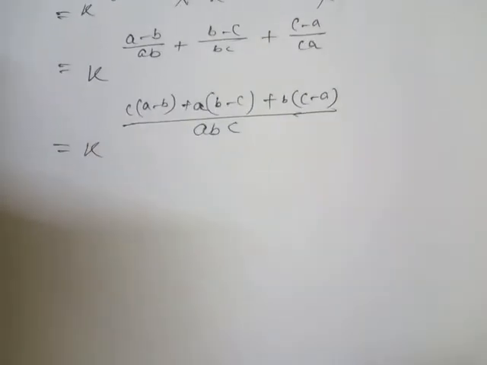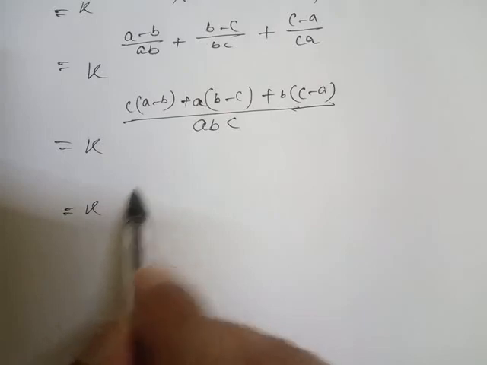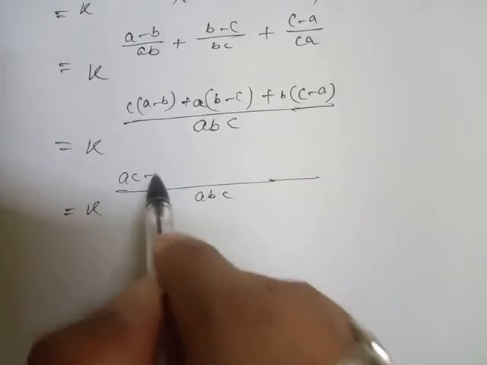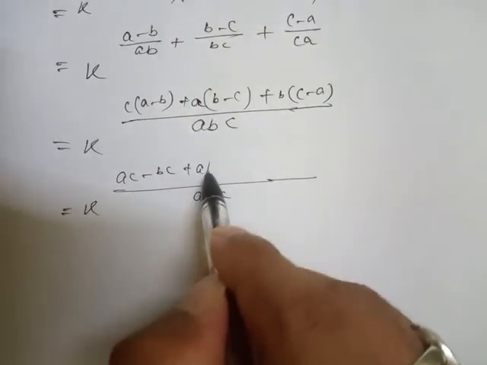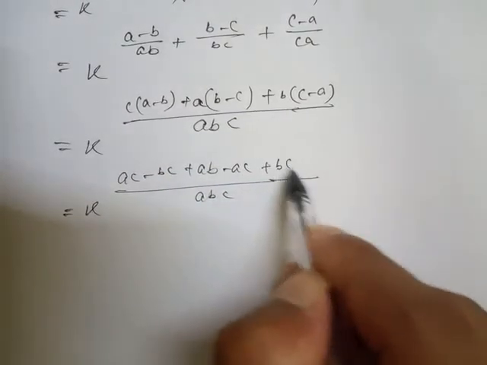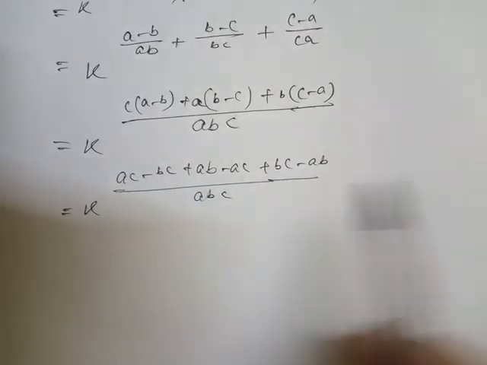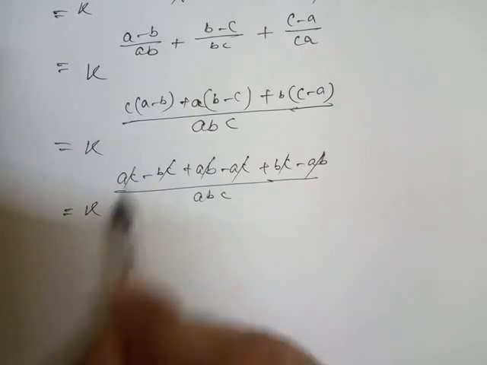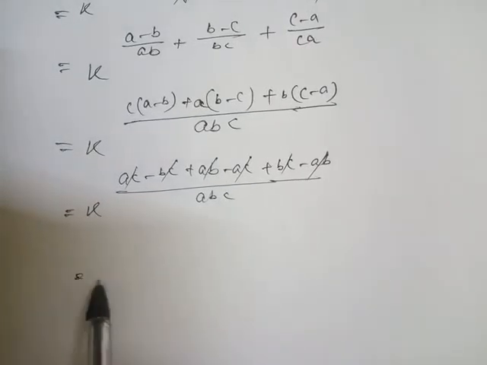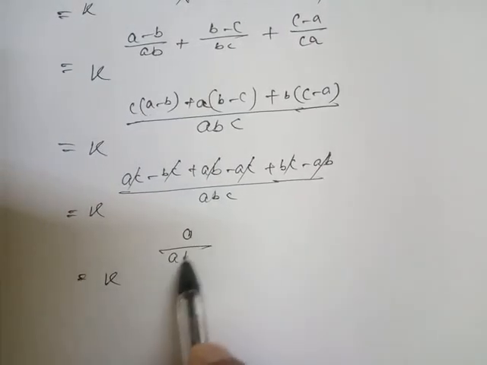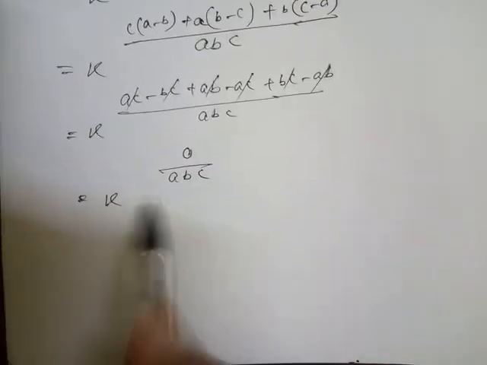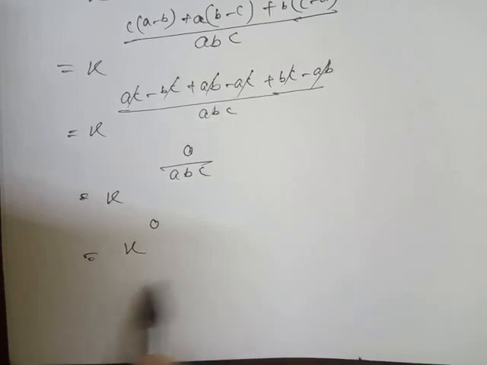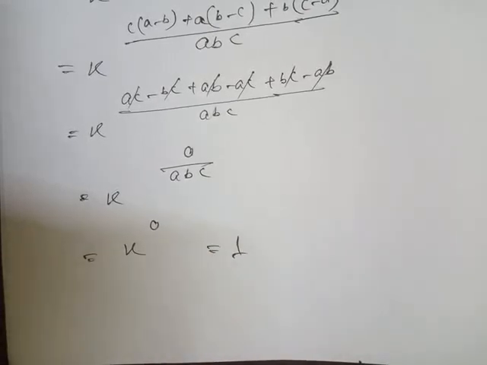Now next step would be k to the power, there is abc, now ac minus bc, go for the multiplication, ab minus ac, then bc minus ab. Now look here, bc and bc cancel, ab and ab cancel, ac and ac cancel, so remaining part would be k to the power 0 by abc, which means it is also 0, k to the power 0, k to the power 0 means answer is 1. This is the answer of the last question.